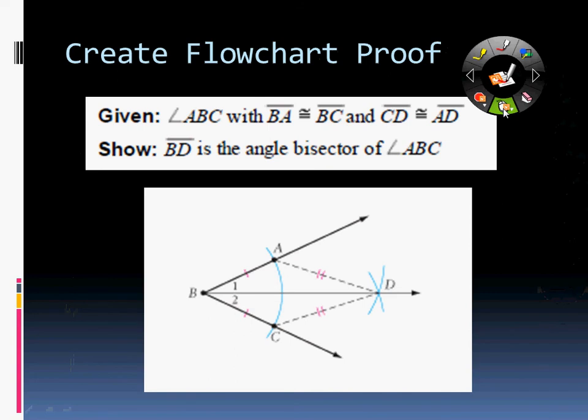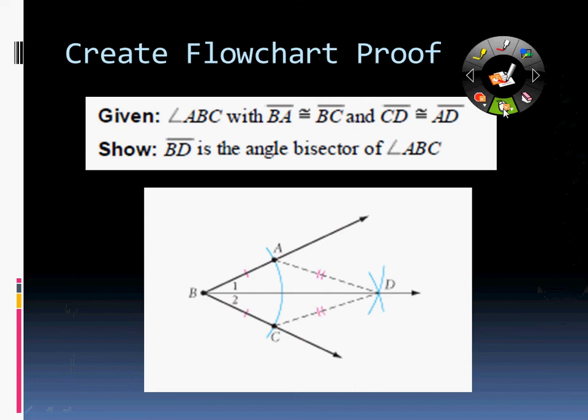So let's work out a problem here. Let's create our own flowchart proof. This is actually a proof that the construction for an angle bisector actually works. We couldn't really prove this before, but now that I know about congruent triangles, I can prove to you that if you take your compass and you mark an equal mark, that's what this arc AC is. It's an equal mark on one side of the angle and an equal mark on the other.